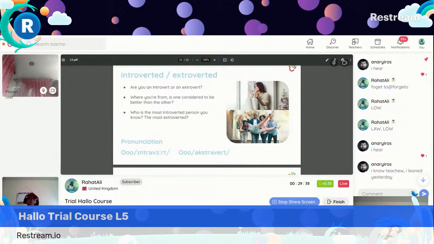I think people prefer extrovert people. Yeah, okay, maybe extrovert. So they are more friendly and easygoing, I think. Yes, kind of. Okay, who is the most introverted person you know? The most extroverted as well. But do you know anyone who is too much extrovert or too much introvert?